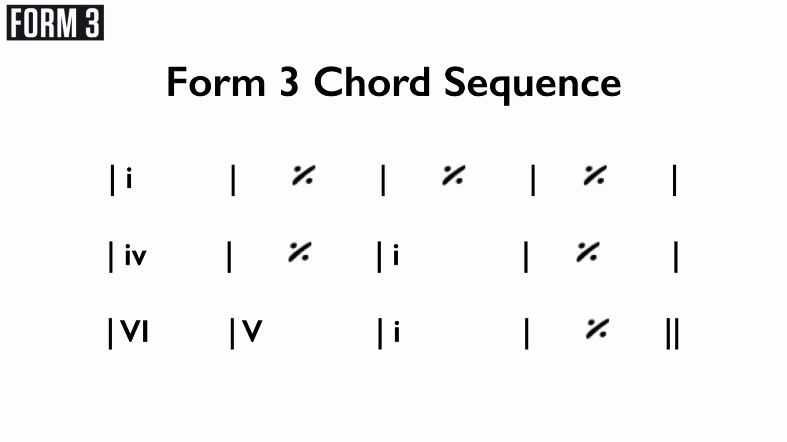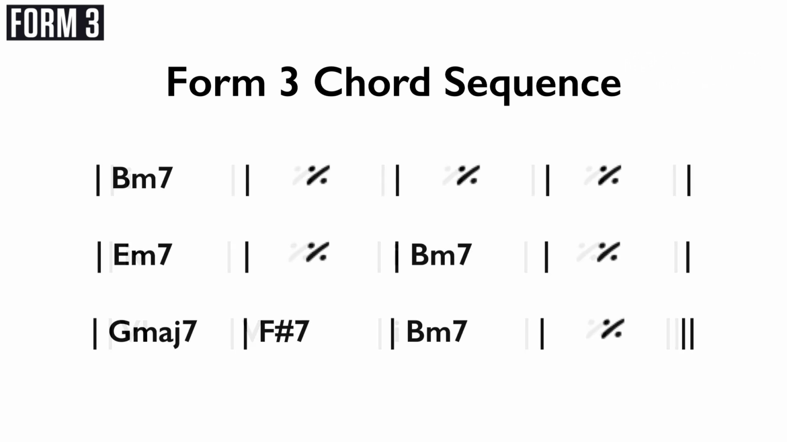Now this is where it changes. So in bar 9 you have chord 6 and a major 7, so chord 6, and then you move to chord 5, a dominant 7, and then back to chord 1 for 2 bars. I'm going to put this progression into B minor. There's a reason for that.